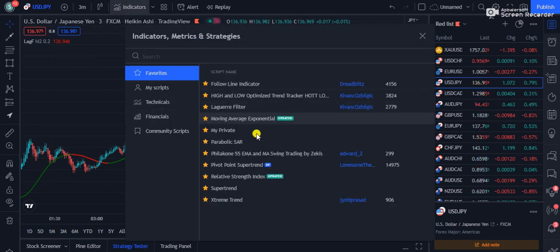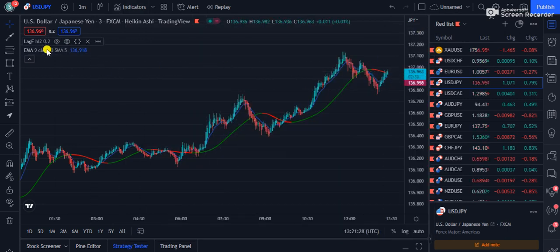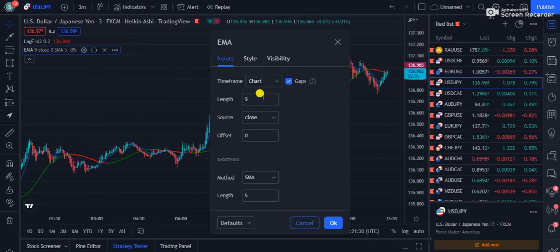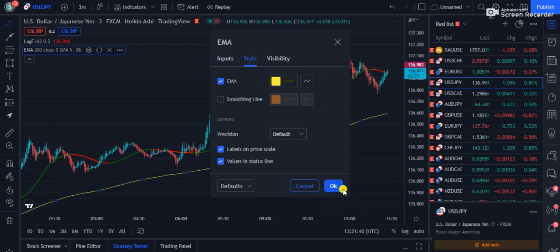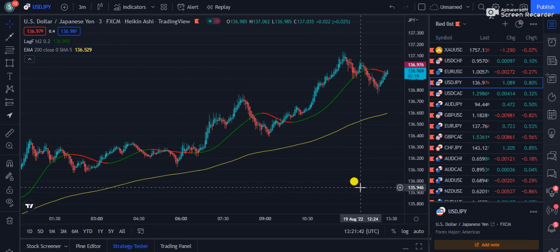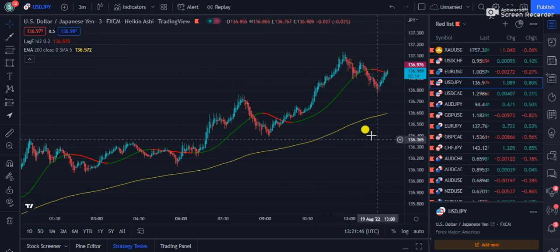And the second indicator that we will be using is the exponential moving average. However, we need to make a little change to the moving average exponential settings. We are going to change it to 200, and in the style section I am giving a yellow color to the EMA, so our setup is completely ready. This is the best setup beginners can use for their trading.